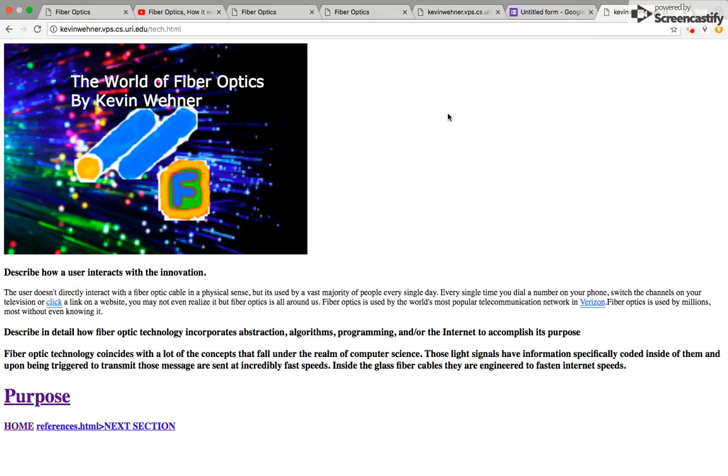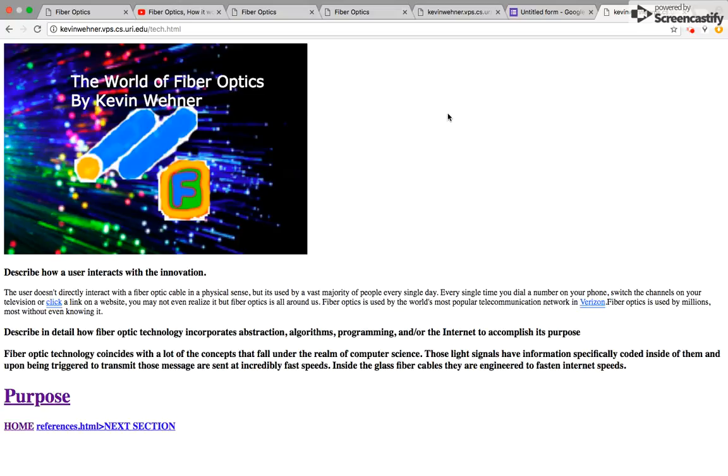Now, we take a look at the text section. The first question is to describe how a user interacts with the innovation. The user doesn't directly interact with a fiber optic cable in a physical sense. Most of you don't even know that fiber optic cables are important in your lives. But every time you search something on Google or make a phone call or switch your television channel on the remote, that's fiber optics operating.